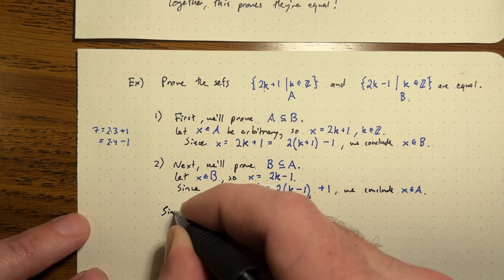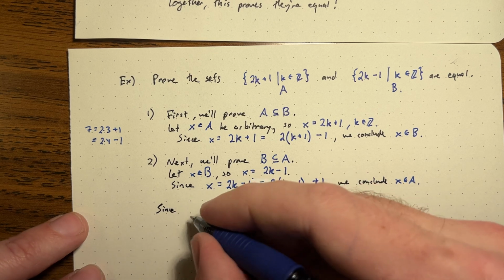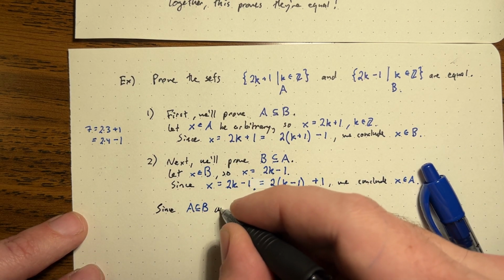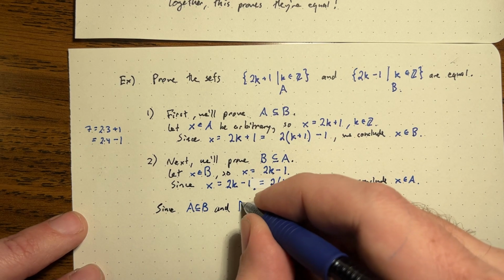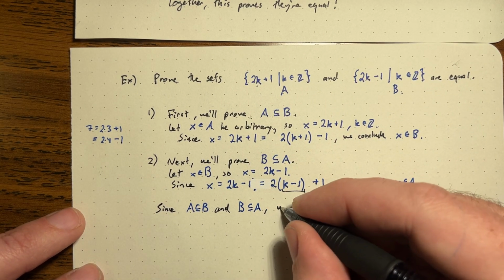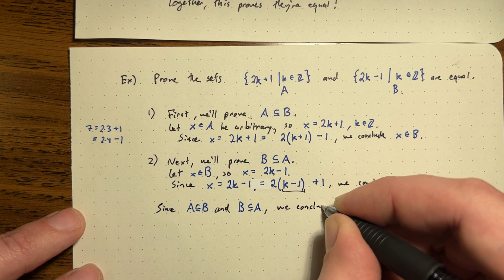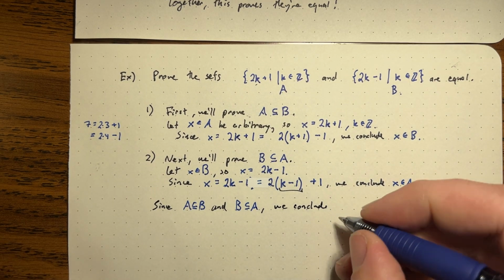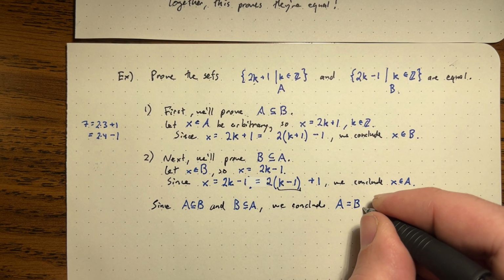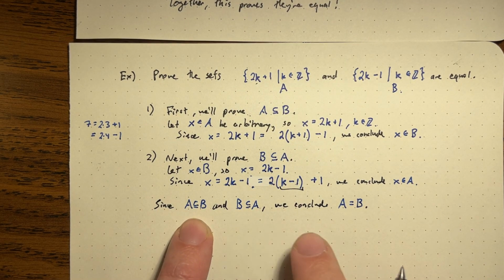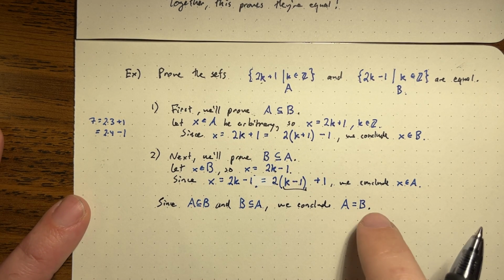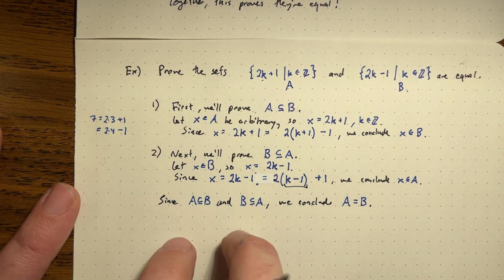Okay, let's add another sentence. Just to convince the reader, since A is a subset of B and B is a subset of A, we conclude that A equals B. This is completely logically valid. Doesn't matter what the sets are. You can show these two things, and that's always showing that the sets are equal. Because again, if they weren't equal, then one would have an element that's not in the other. So we're showing this.